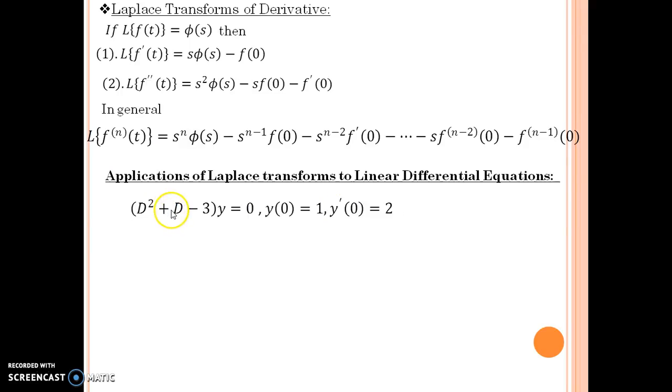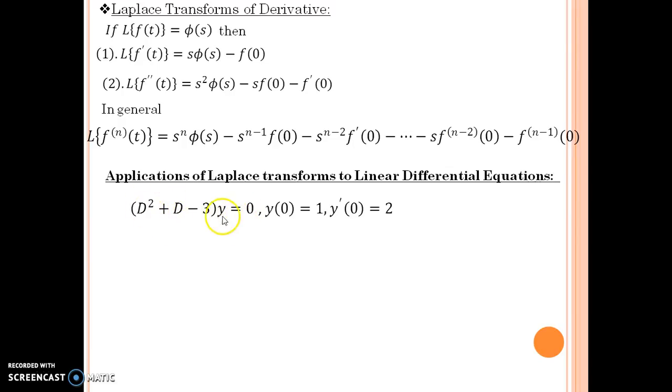D square plus d minus 3 of y is equal to 0, whereas y evaluated at 0 is 1, and then y dash evaluated at 0 is 2. These are the conditions of the differential equation. These are called initial value conditions. That is why this differential equation is known as an initial value problem. We will not enter into great detail of that, but sometimes it is needed.